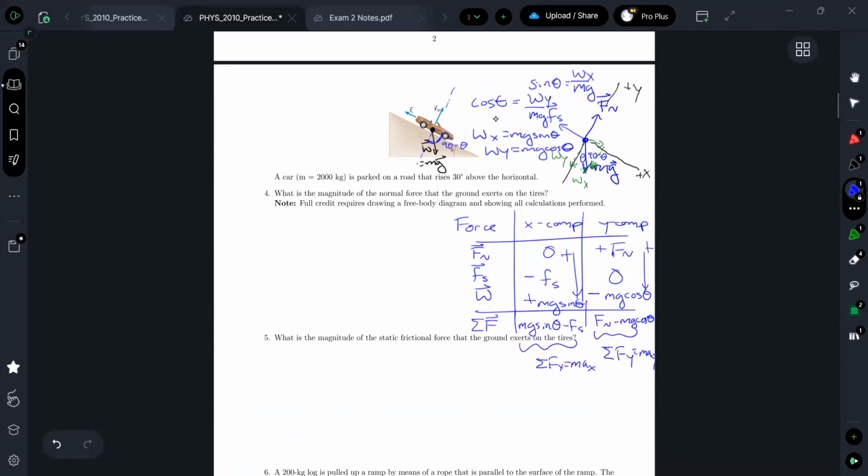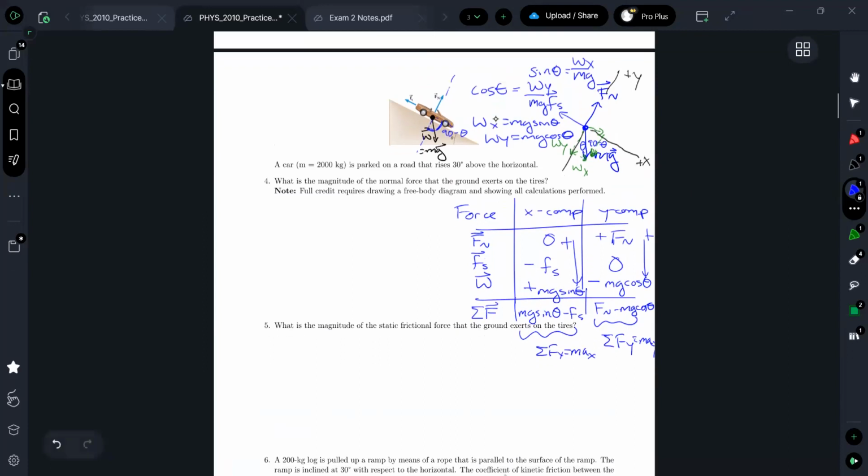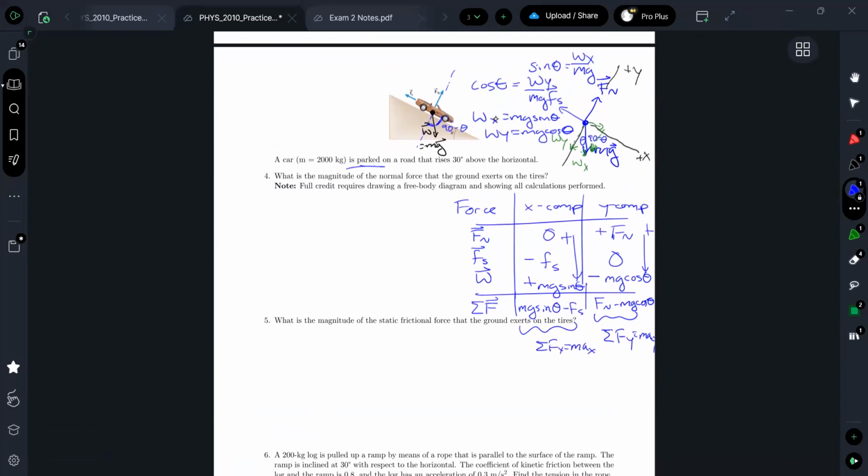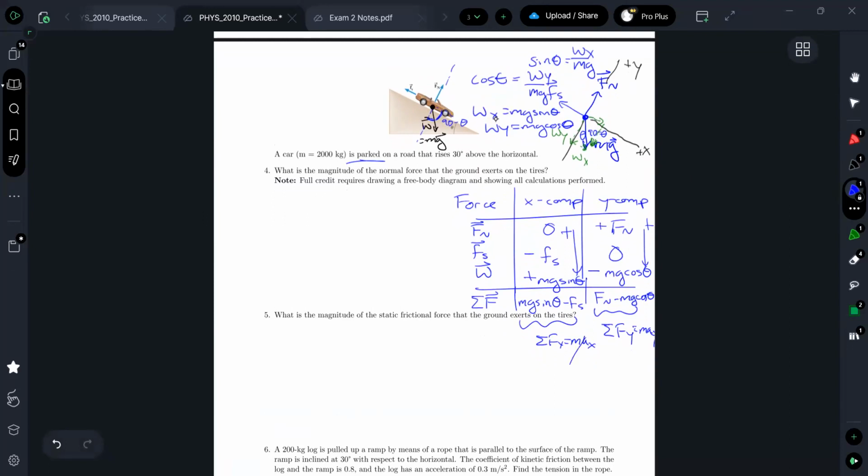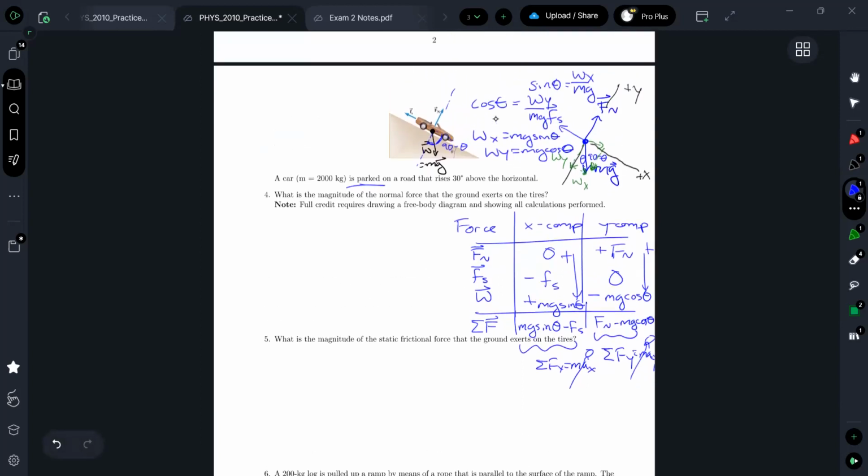I now decide, do I have an acceleration in the X and Y directions? My car is not accelerating down or up the ramp because it's parked. So the X acceleration is 0. The Y acceleration is also 0 because the car is not flying off away from the ramp or shooting down into it. It's just sitting there. So I'm left with the two equations: mg sine theta minus Fs equals, I would have put m times ax if that were still there, but we said that's 0. Fn minus mg cosine theta equals, would have put may here, but we said it was 0.